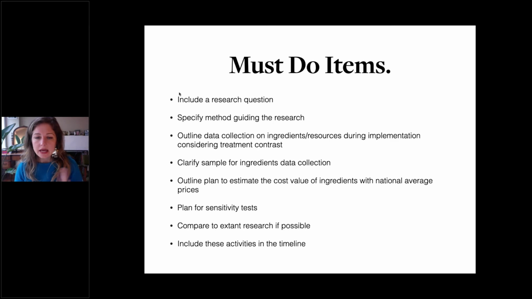Outline a plan to estimate the cost value. Okay, I recommend the national average prices, but you might use some other price value. Specify that, talk about your constant, that you'll use a constant year, you'll inflate or deflate, whatever you need to do. It's good to reference if you've got a program that's multiple years of dosage, where a student receives multiple years, how you'll handle that with a present value.